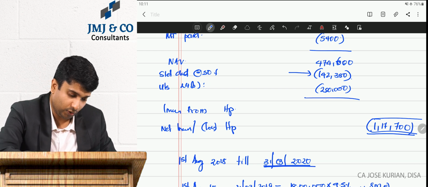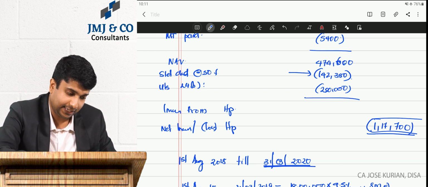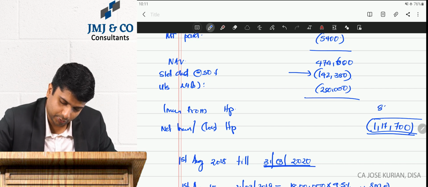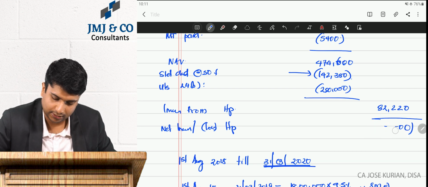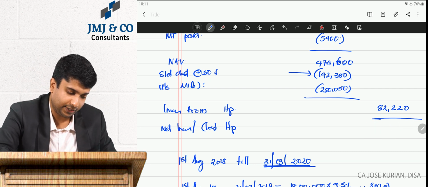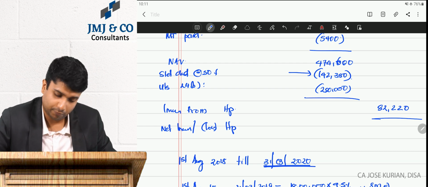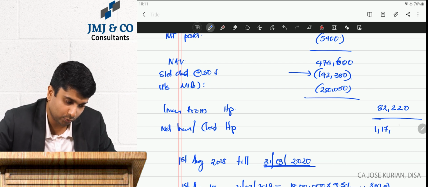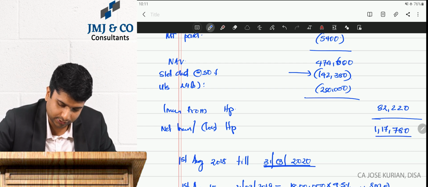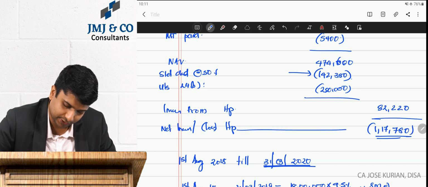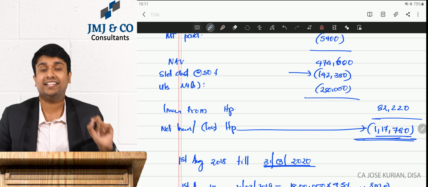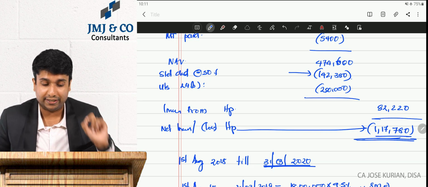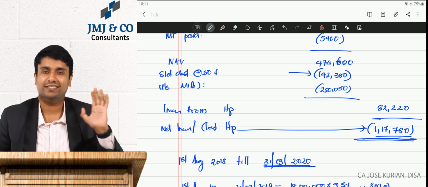4,74,600 minus 142,380 minus 2,50,000, it would be 82,220. It would be the income. And here also the final answer will change. Minus 2 lakh, it would be 1,17,780 would be the loss. There is a small calculation error here. I hope you got the point. So 1,17,780 is the net loss from house property for question number 12.